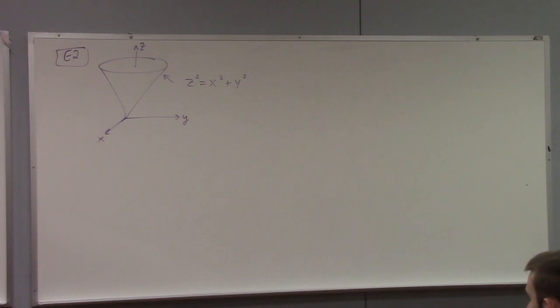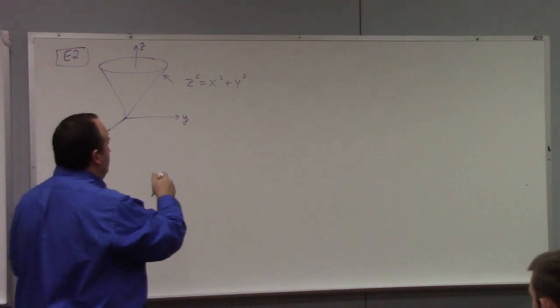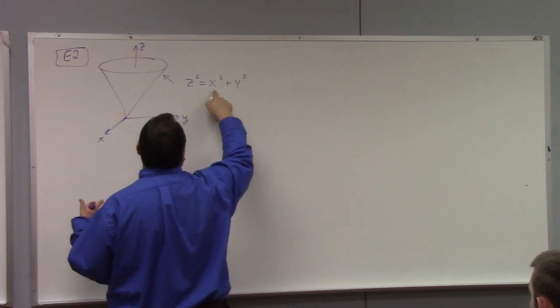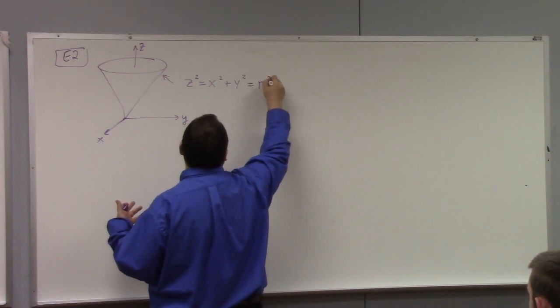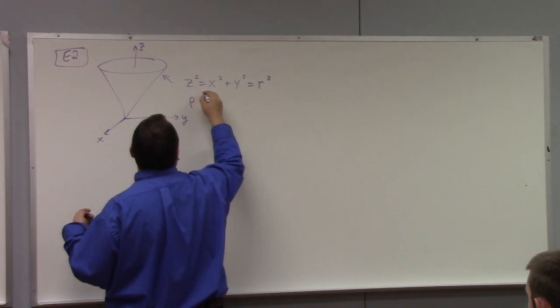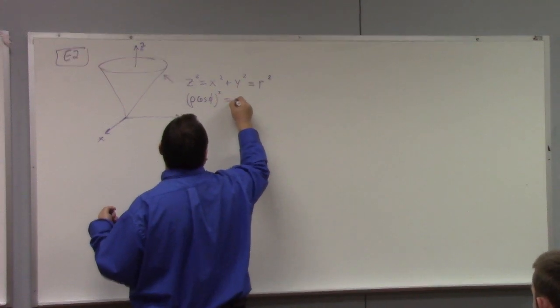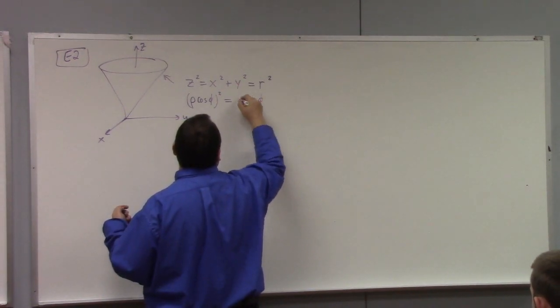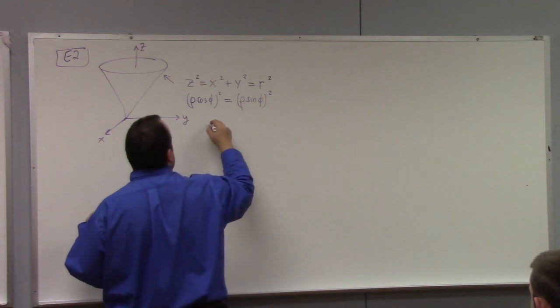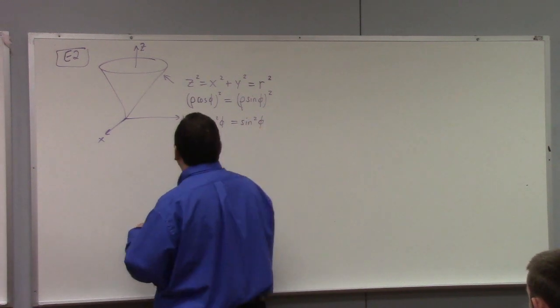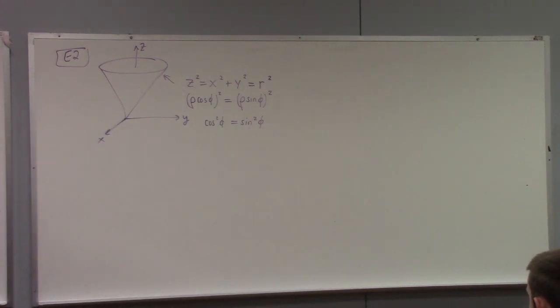What does that look like in spherical coordinates? Well, we can convert to spherical coordinates a few different ways. One way is to notice that this is r squared, right? And so I've got rho cosine phi, quantity squared, that's my z. And then rho sine phi, quantity squared, that's my r, right? So we get cosine squared phi equals sine squared phi because we've got a rho squared on both sides that cancel out, right? So apparently the equation for a cone just depends on what?